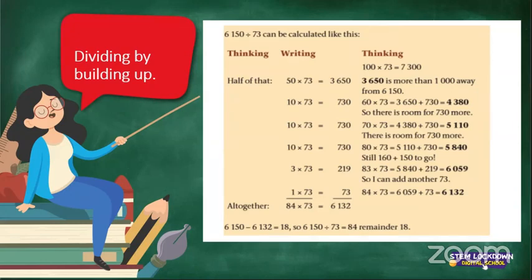So what you do, you say, okay, 100 multiplied by 73 equals 7,300. Remember we said you must be able to form multiples of the number that you are dividing by. This you must always remember. You must be able to form multiples of the divisor, right? So here we have 100 multiplied by 73, which gives us 7,300. So you ask yourself, what is half of 7,300?